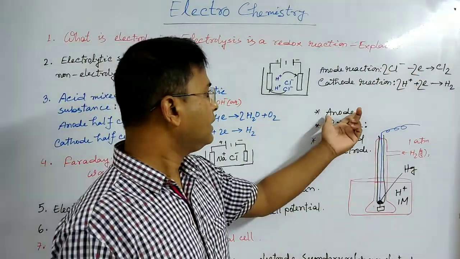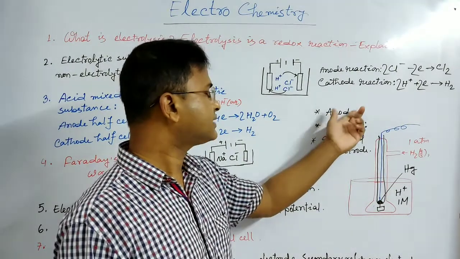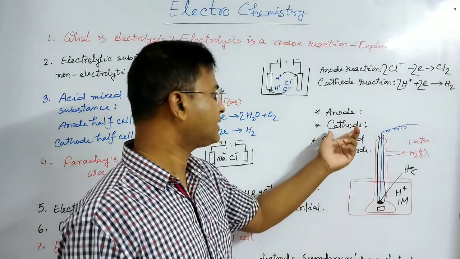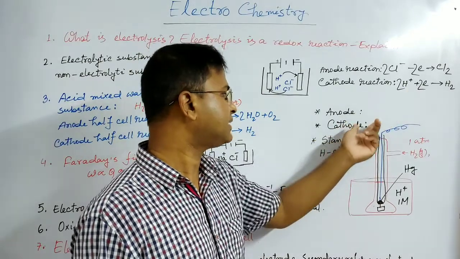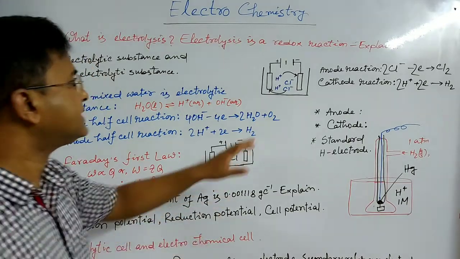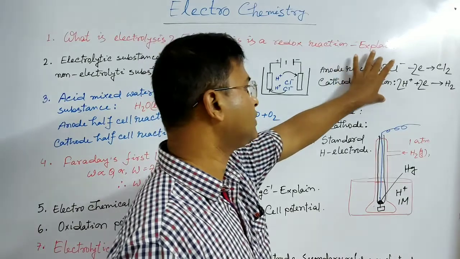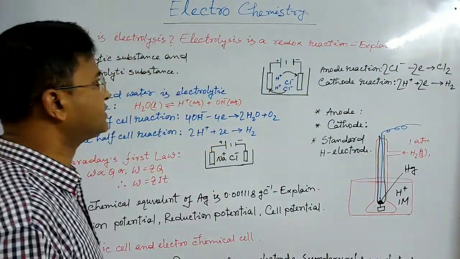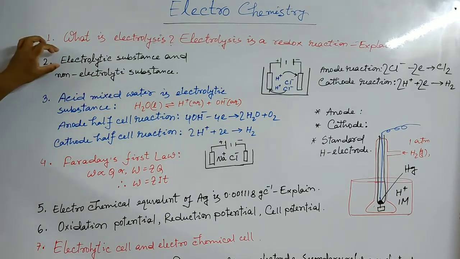So I can give the definition of anode: the electrode in which oxidation reaction takes place is called anode, and the electrode in which reduction reaction takes place is called cathode. So I can say electrolysis is actually a redox reaction, because all of you know that oxidation and reduction reactions together are known as redox reaction.